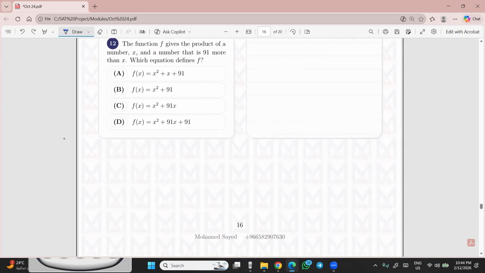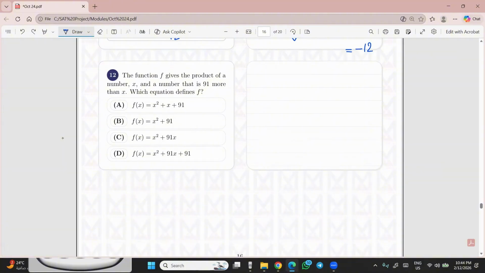And then question number 12. The function f gives the product of a number x and a number that is 91 more than x. Which equation defines f? So f gives, which means equal. The product means something multiplied by something, of a number x, here is a number x, and a number that is 91 more than x. So x plus 91. A number that is more than x means add 91 to the x.